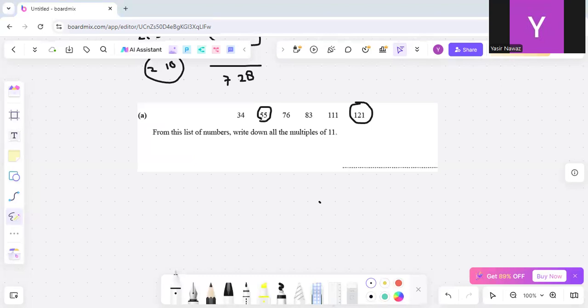121 divided by 11 is 11. If you multiply 11 with 11, you will get 121. So if you do the division and get an exact integer without decimal, that number is a multiple of 11. Here two numbers are multiples of 11: one is 55, the other is 121.